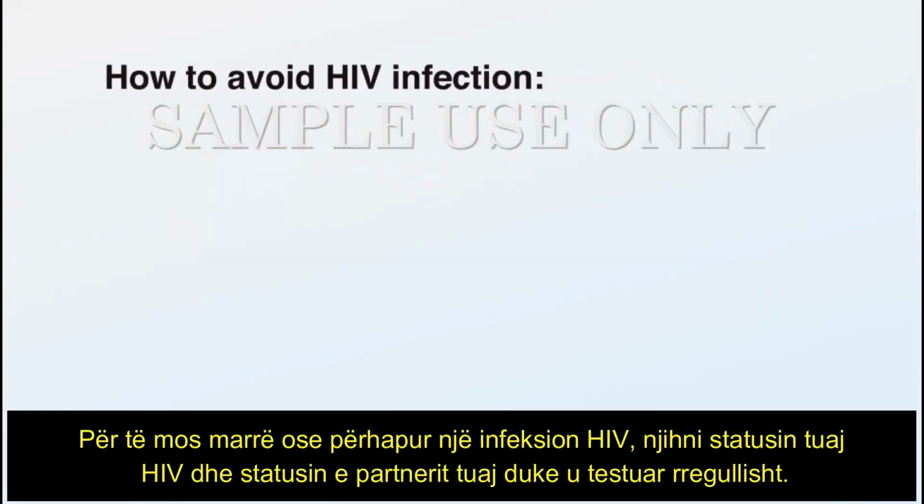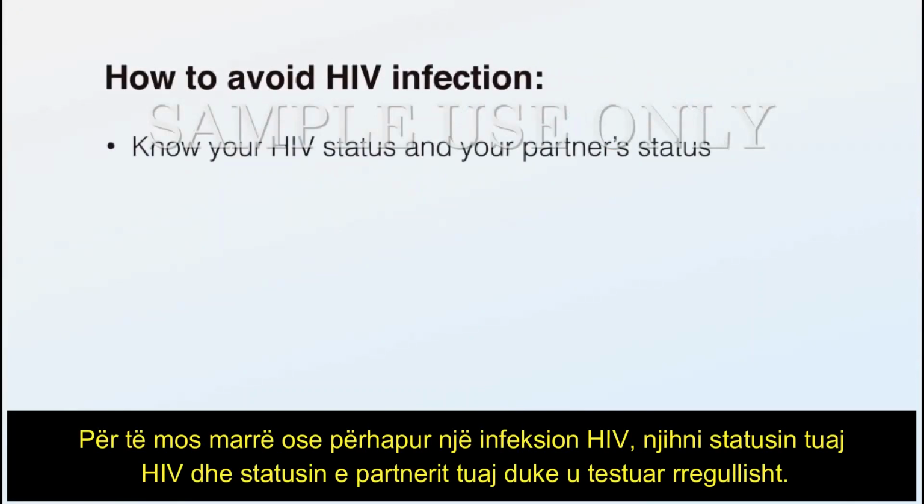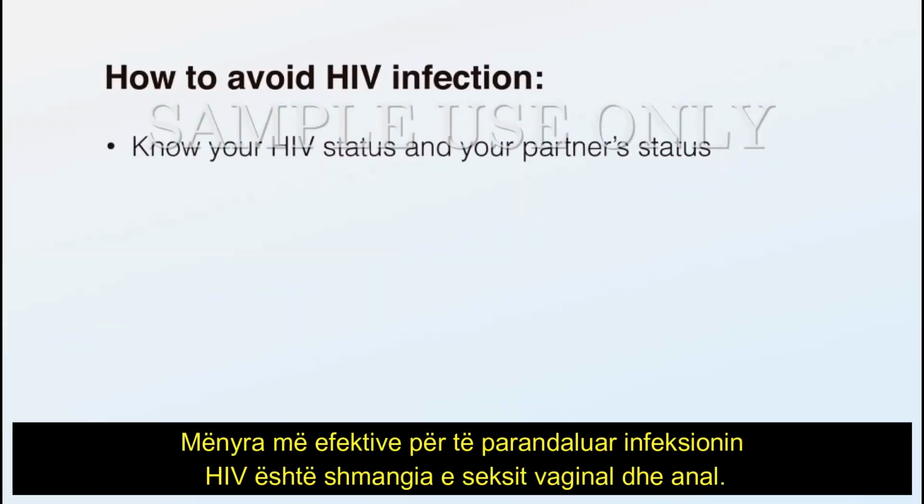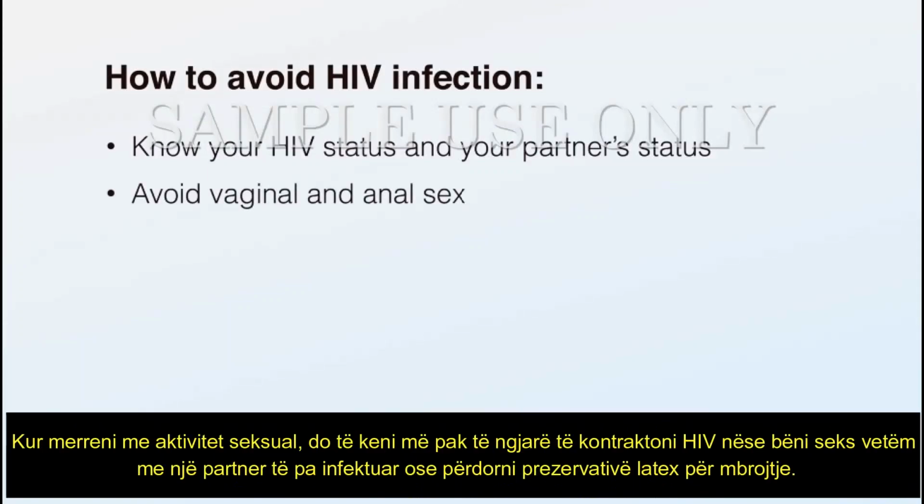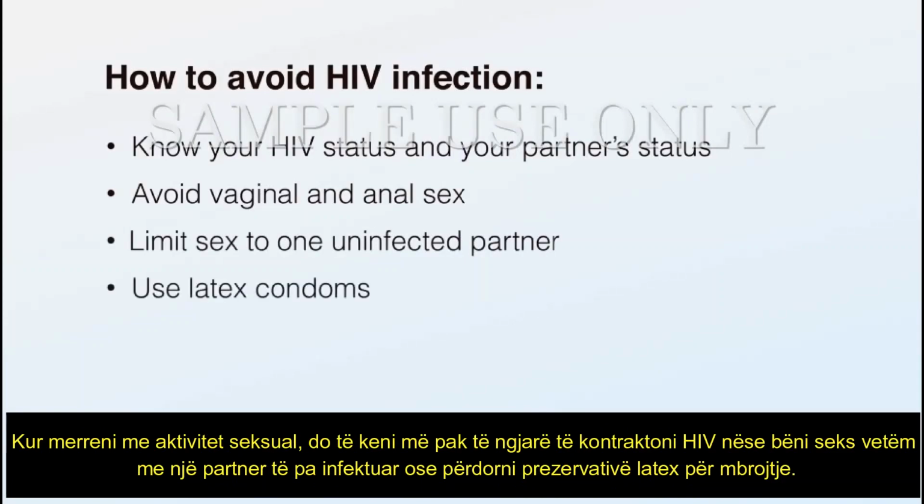To avoid getting or spreading an HIV infection, know your HIV status and your partner's status by getting tested regularly. The most effective way to prevent HIV infection is to avoid vaginal and anal sex. When engaging in sexual activity, you will be less likely to contract HIV if you only have sex with one uninfected partner or use latex condoms for protection.